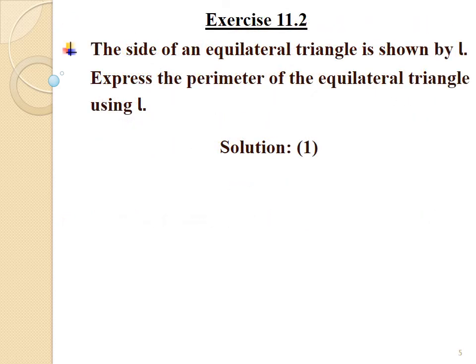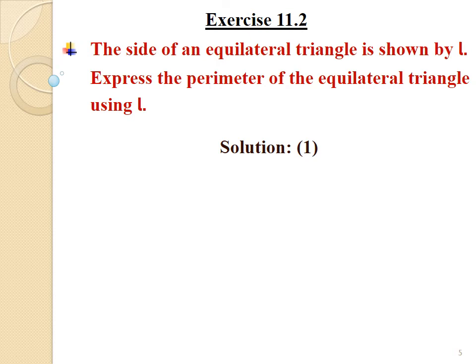Now, exercise 11.2. Sum number 1. The side of an equilateral triangle is shown by L. Express the perimeter of the equilateral triangle using L. Students, in this question, we have to write the perimeter of an equilateral triangle using L.